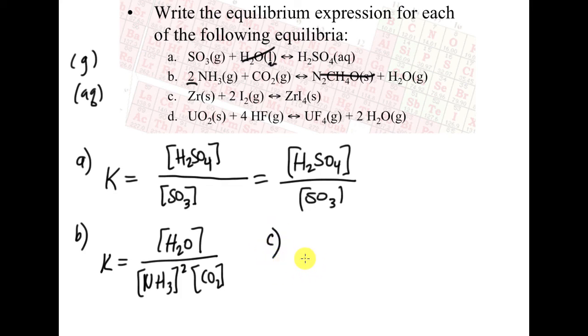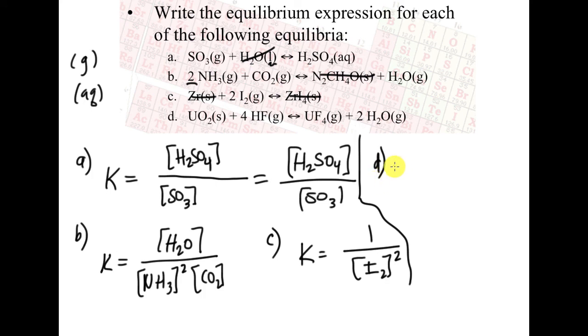All right, so for C, K equals, again, no solids, no liquids. So the only thing I'm going to use for this one is iodide, and I'm going to square it: iodide squared. And for the last one, I'll squeeze D in right here. K equals, I'm going to put my products over reactants. In this case, the only solid I have is the uranium dioxide. So I'm going to put H2O, brackets, squared, UF4, uranium tetrafluoride to the first power, and then on the bottom, HF to the fourth power.